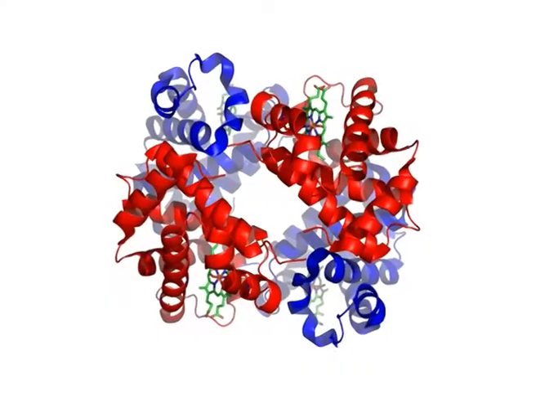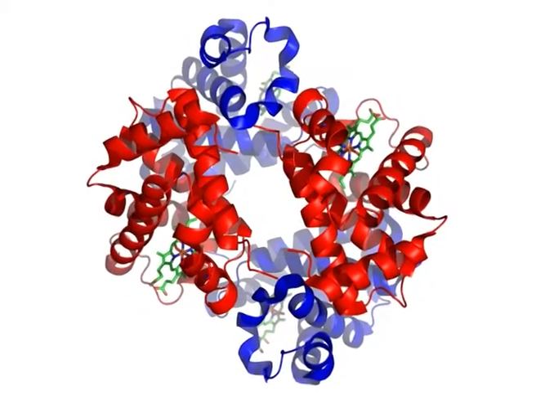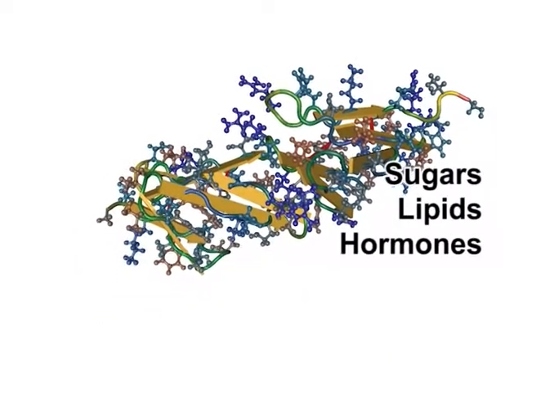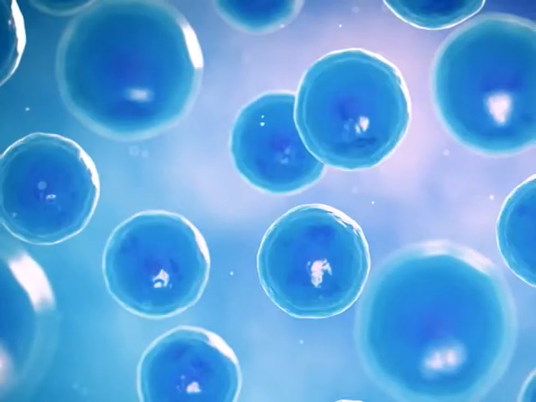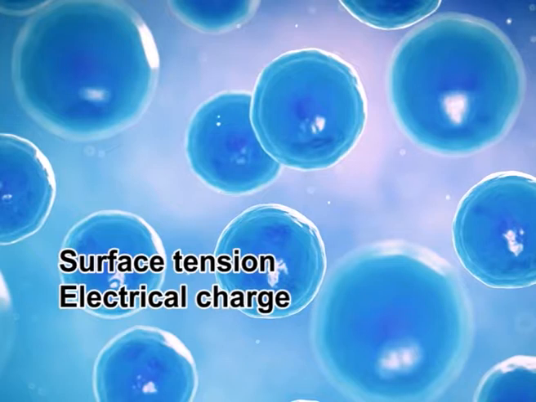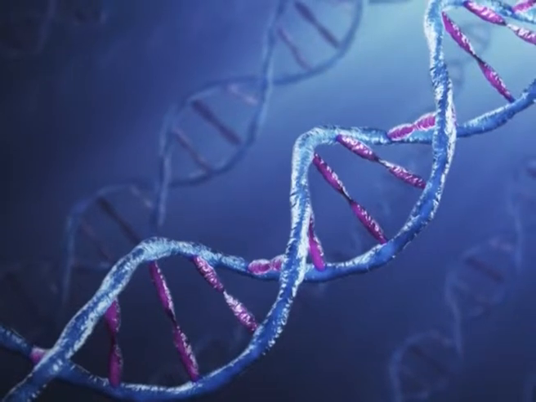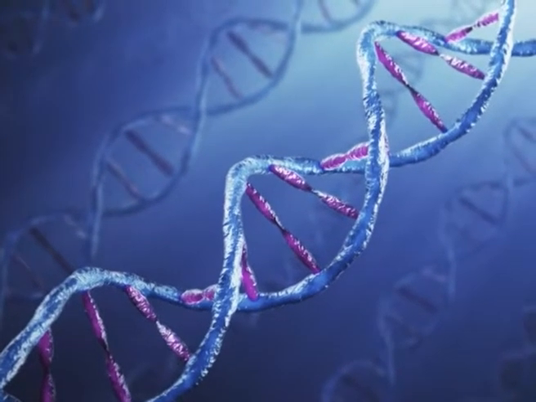Proteins direct cellular activity by facilitating biochemical processes within the cell. These processes depend not only on the protein derived from the gene but also on the many other non-protein components of the cell such as sugars, lipids, hormones, inorganic elements, inorganic compounds and minerals. Additionally, the physical environment around and within cells, including surface tension, electric charge and viscosity, contributes to the way the cell functions. Genetic information directs cellular function, serves as a link between generations and influences an individual's appearance.